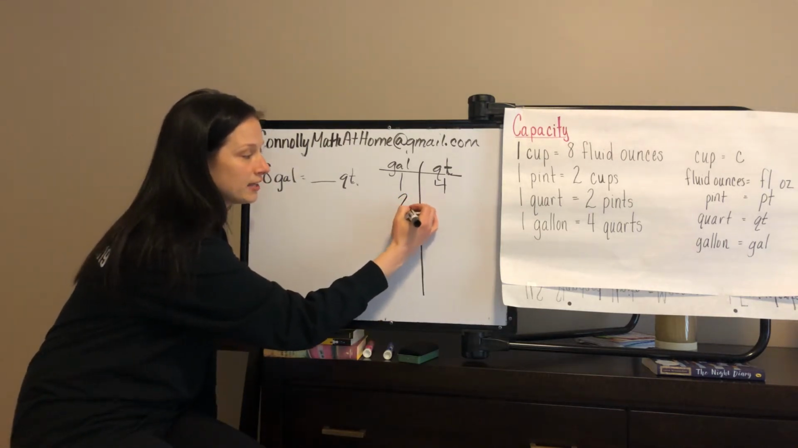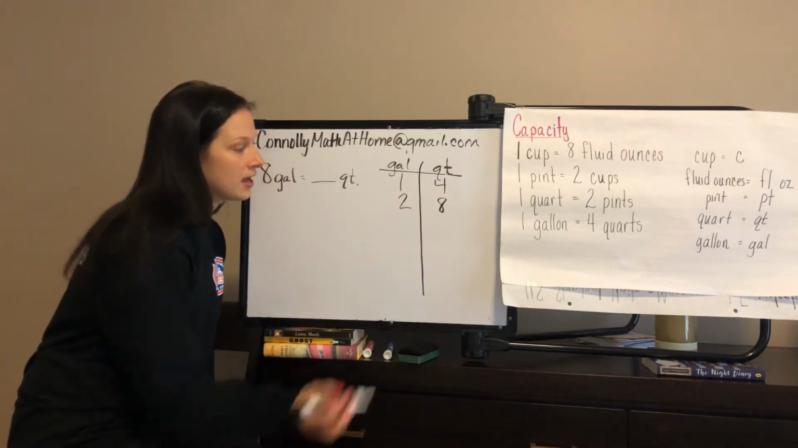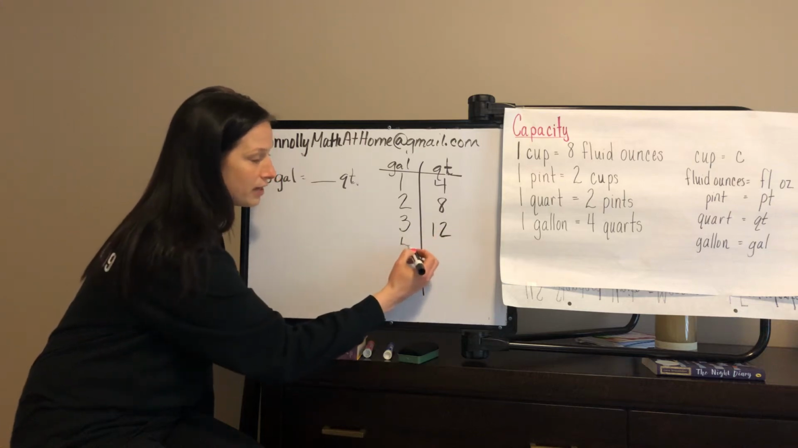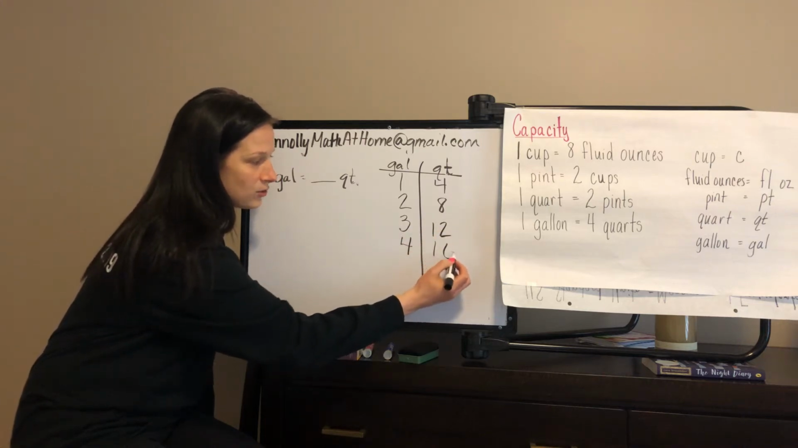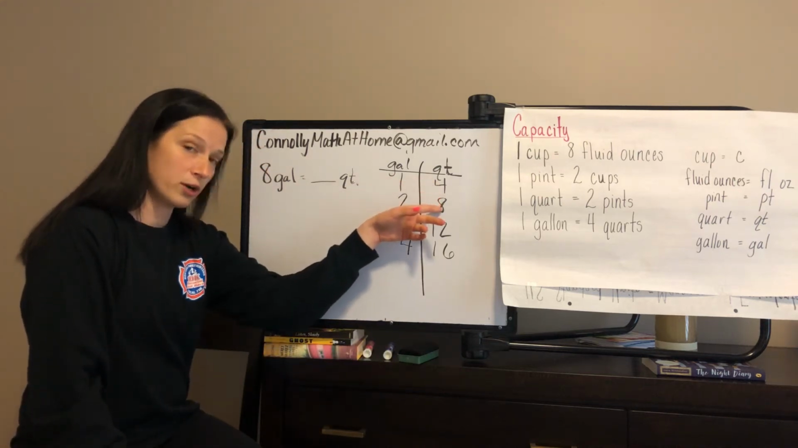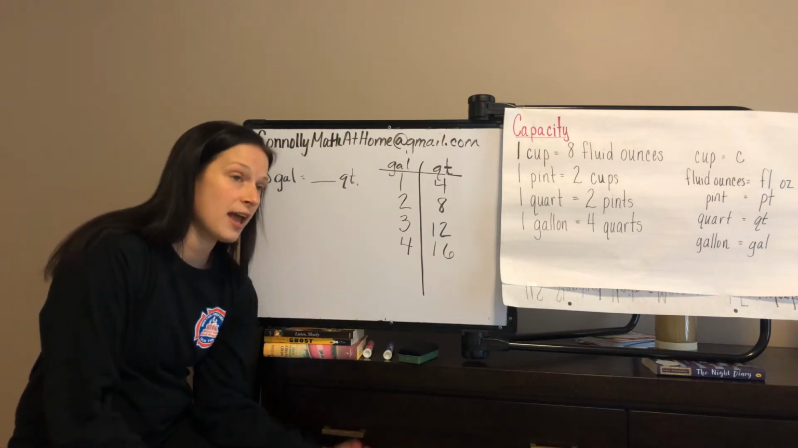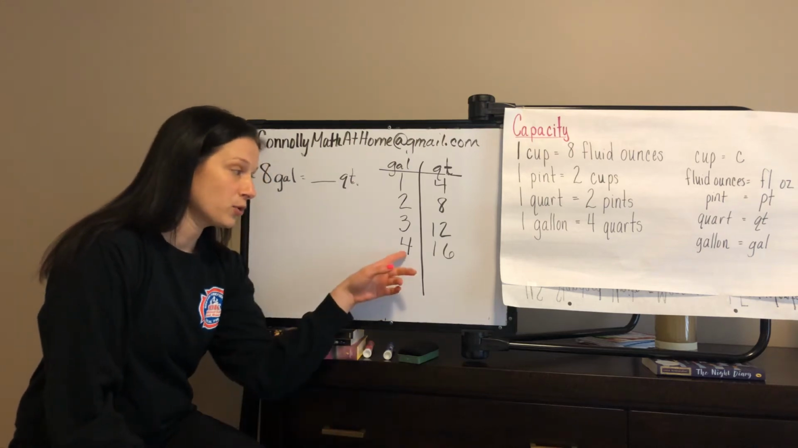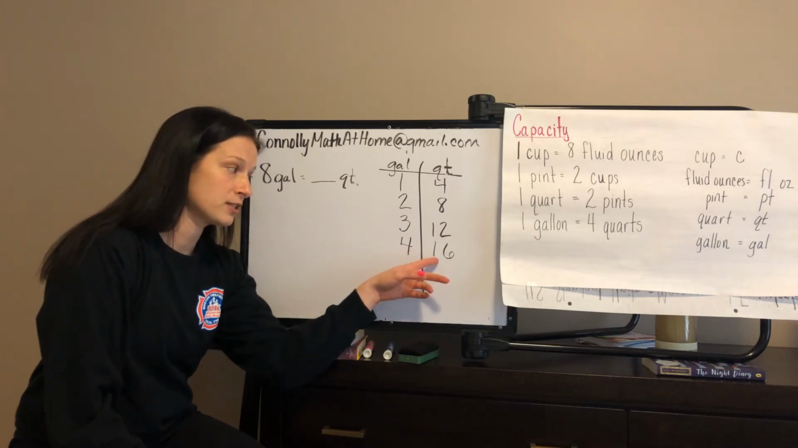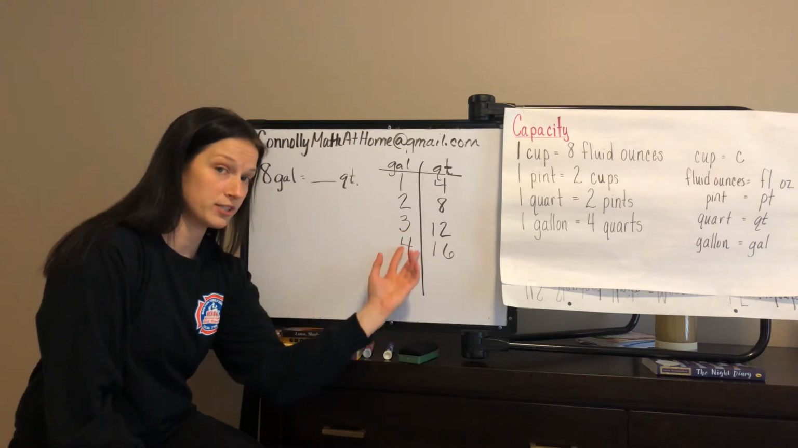If you have 2 gallons, that's 8 quarts, because each gallon is 4 quarts. If you have 3 gallons, that's 12 quarts. And if you have 4 gallons, that's 16 quarts. So every time I added 1 gallon, I added 4 quarts. But what I want us to think about is, what is the rule every single time when you know the number of gallons? What do you do to this number to get the number of quarts? The rule is the same.